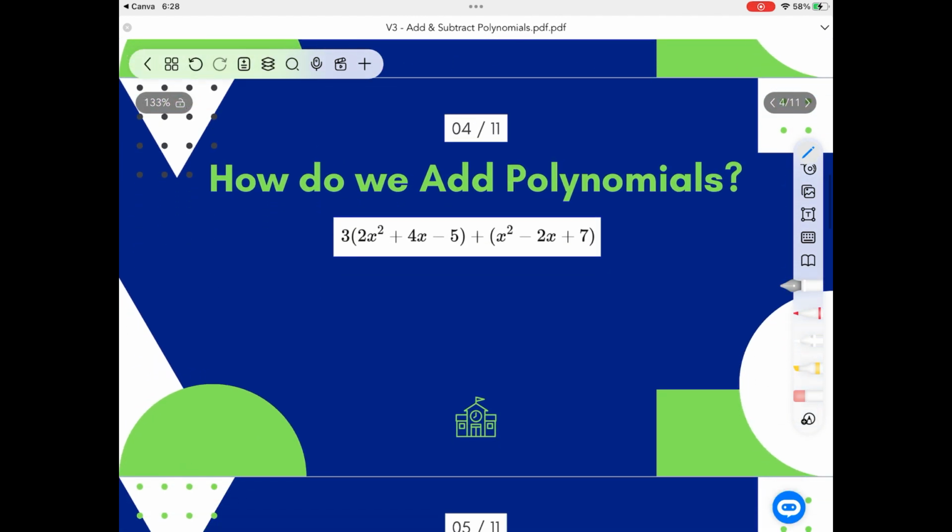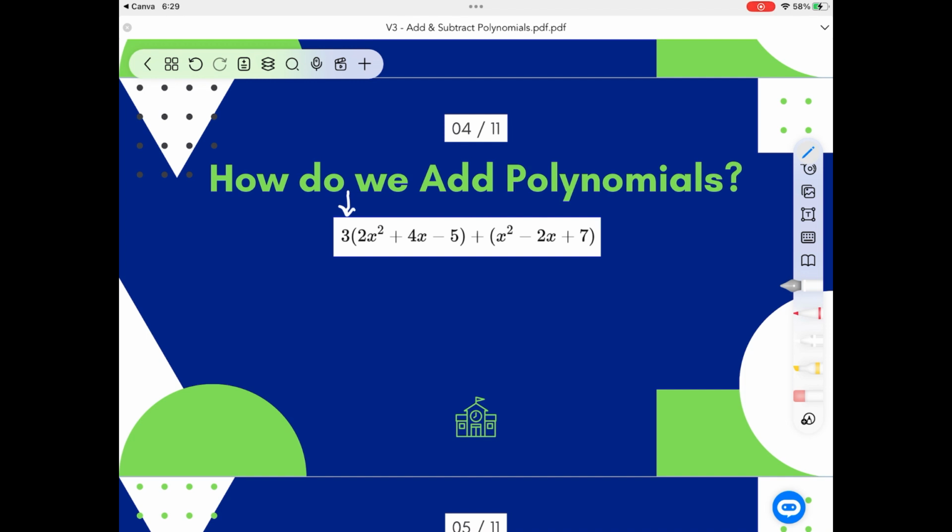Once again, we're adding two polynomials. This time I have a quadratic added to another quadratic, but notice the small difference here. Now, there is a coefficient in front of my first polynomial. That actually means I have three of those polynomials, and I'm adding it to one polynomial of x squared minus 2x plus 7.